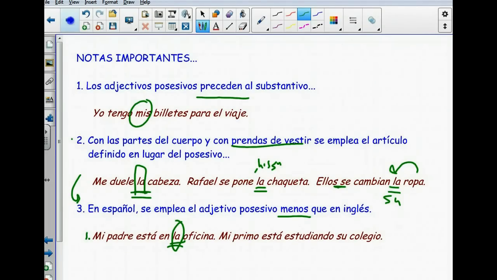Mi primo está estudiando en el colegio, rather than his, used very commonly. Now, su, it's not a mistake necessarily, a grammatical mistake, pero es más común usar la forma de el artículo definido. Bien, este es un repaso de los adjetivos posesivos. En el próximo video vamos a hablar de los adjetivos posesivos que son largos, so the long form ones we'll look at in the next one.